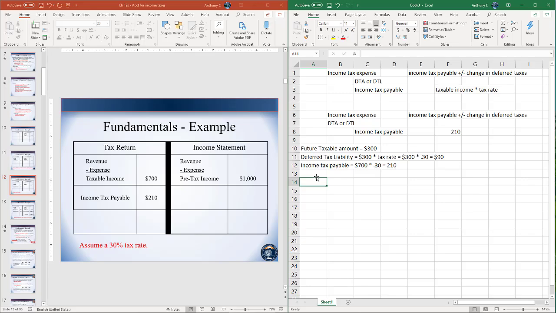In this example, we're not given the beginning amount in deferred tax liability, so let's just assume it's 0. So the beginning balance in our DTL is 0. As we just calculated, our deferred tax liability balance should be 90 as a result of this transaction.